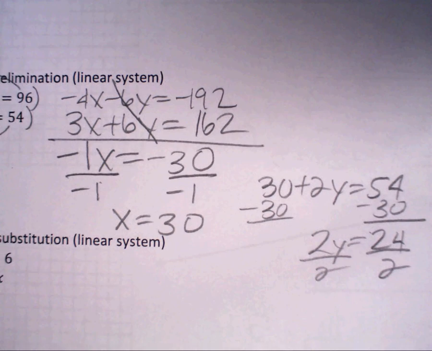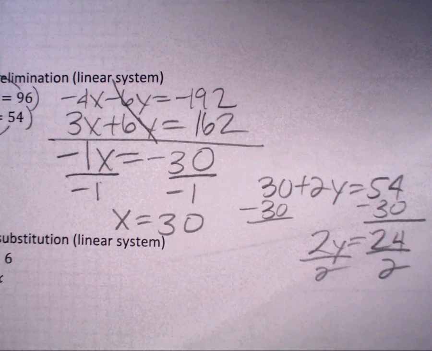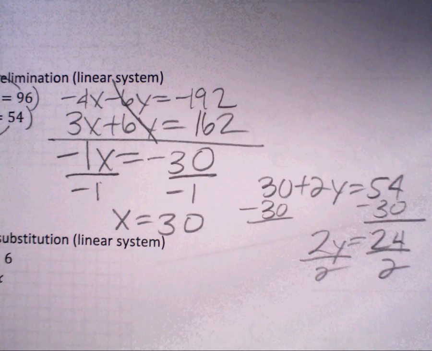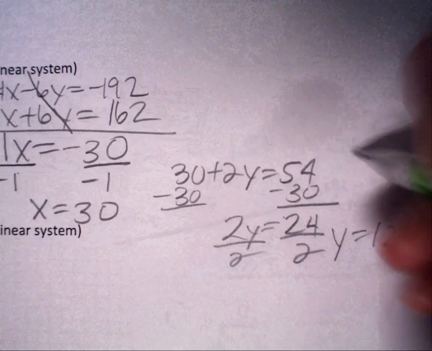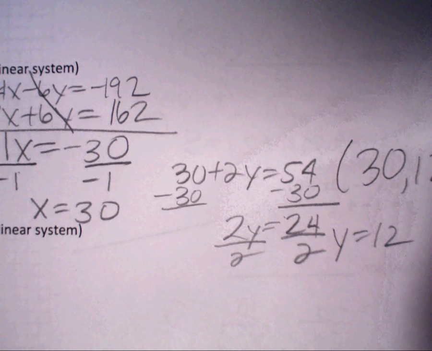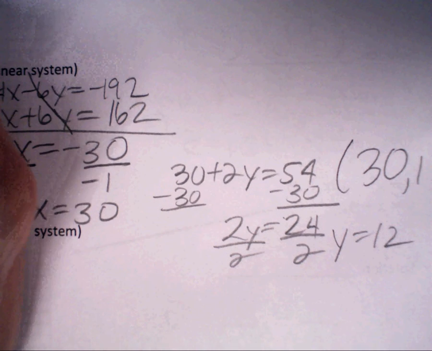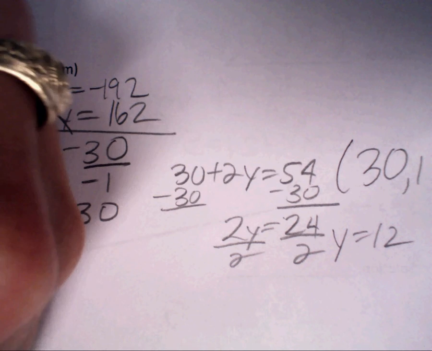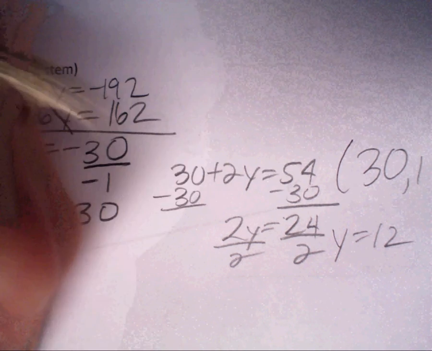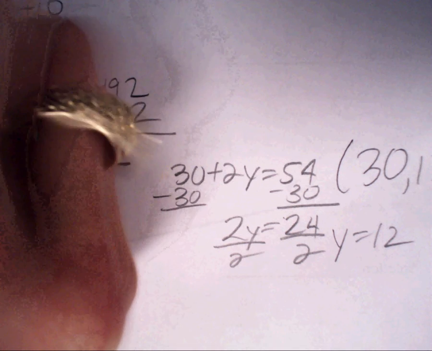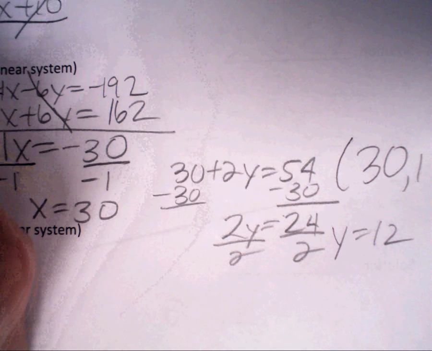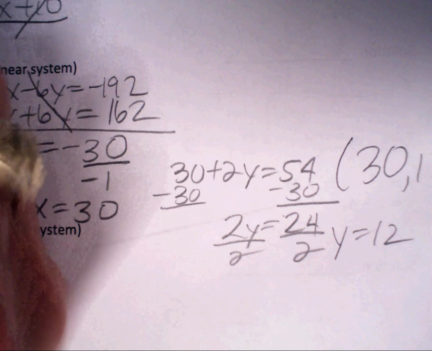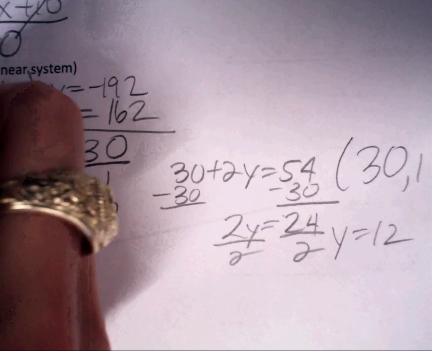Sorry, a little fast for the camera. So now y is 12, but we always write our solutions as a point, so it'll be 30 comma 12. So remember, you can always take your answers and plug them back in and make sure they check out. And so if you have extra time on your test day, that's what I would do to make sure that you're getting all of them right.